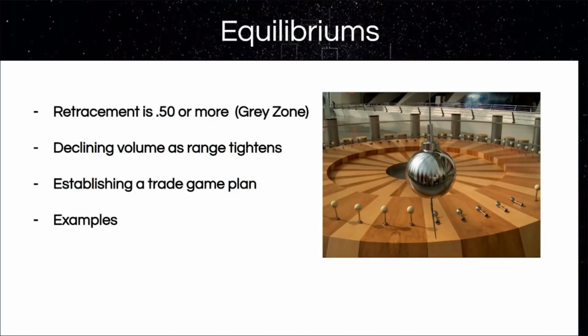So now we're going to talk about equilibriums, the most common pattern that you will find in stocks. And again, it's after volatility on the 5-minute time frame, the weekly, the monthly. It doesn't matter what time frame you're looking at. This pattern is everywhere. It's when you see the retracement more than 50%, keeping in mind there's a gray zone with anything that's between the 382 and the 50. But when you're more than 50%, that is when you scout the equilibrium to become the more likely scenario. Ideally, you see declining volume as the range tightens, which is what happens most often with equilibrium patterns. And we'll talk about establishing a game plan around this pattern and give you some examples.